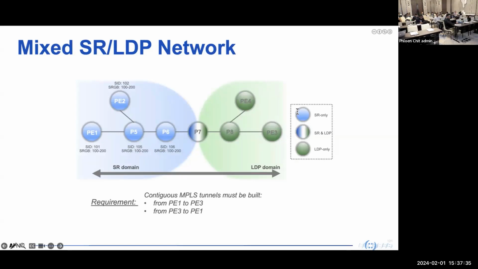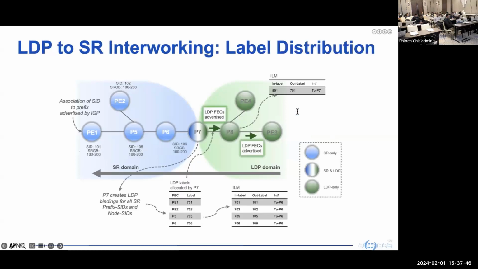Imagine you have a requirement of setting up a contiguous LSP from PE1 to PE3 and from PE3 to PE1. How should we do it? First, let's settle LDP to SR interworking. This requires a node that supports both SR and LDP, and the only candidate in this network would be P7, because all the other routers at the left support only segment routing, and all the other routers at the right run only LDP. So P7 is the only one running LDP plus segment routing.